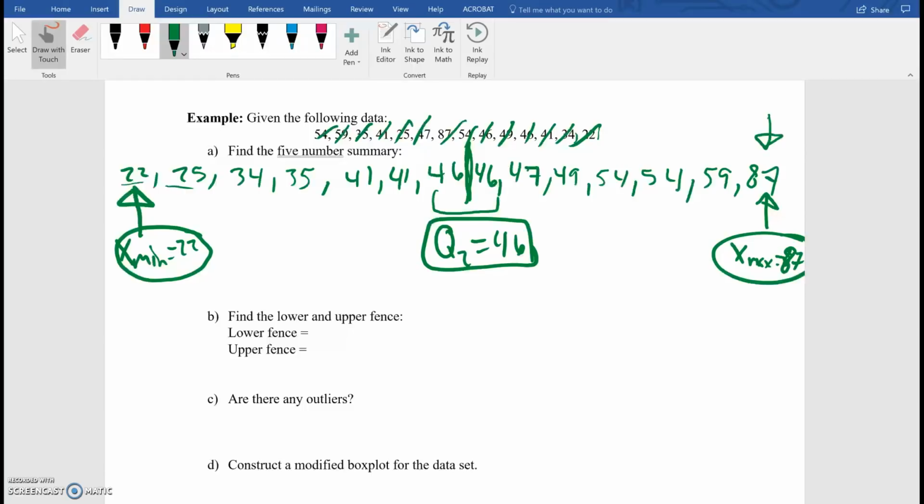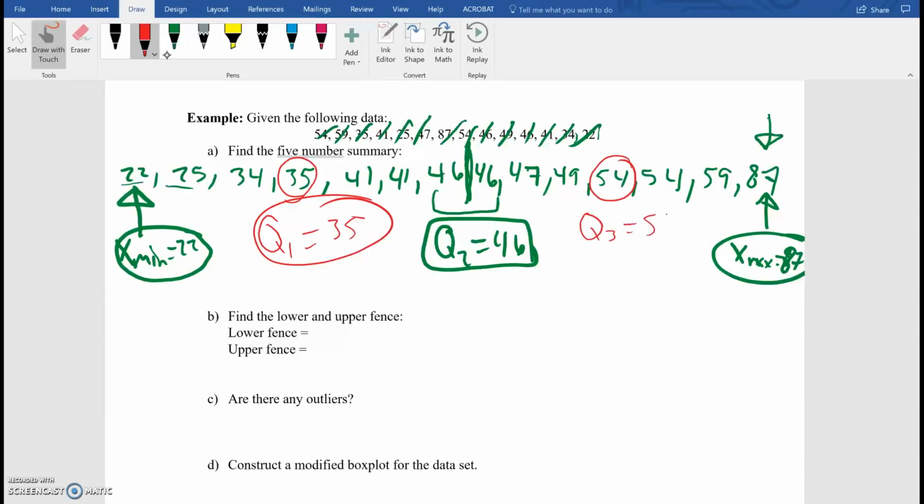Here it seems that our median now is going to be this 35, because there's 3 below and 3 above. So this is Q1. My Q1 is 35. And then here it seems that my 54 is going to be my Q3. That's what we get. So there is the 5-number summary. We're done with that. So now we know X min 22, 35, 46, 54, and 87.